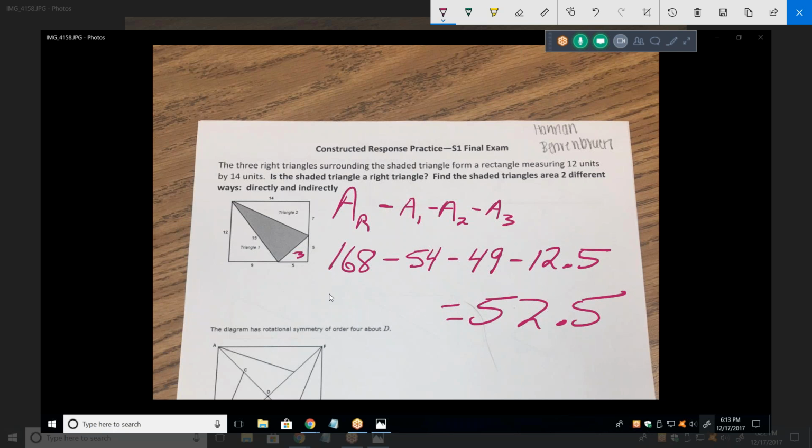And then the question is, could I figure out this height there? If I can figure out the length of that red line, then the area of that triangle is: the base is 3 and the height is the length of the red line.